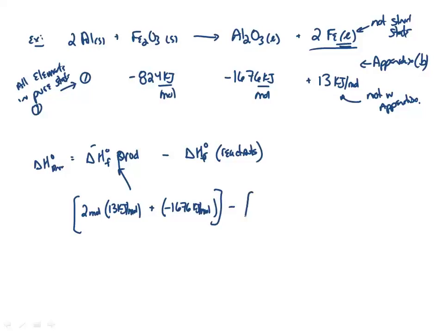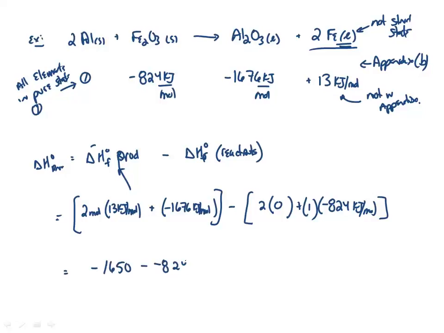And then I need to subtract off my reactants. Well, 2 moles of aluminum is easy because aluminum is just 0 kilojoules per mole. And then plus a minus 824 kilojoules per mole times 1, because there's only 1 mole of the iron 3 oxide. And then it's just simply solving that math equation. You guys are good at math. You get minus 1650 minus a minus 824, and you get minus 826 kilojoules per mole. So that means the reaction is exothermic.